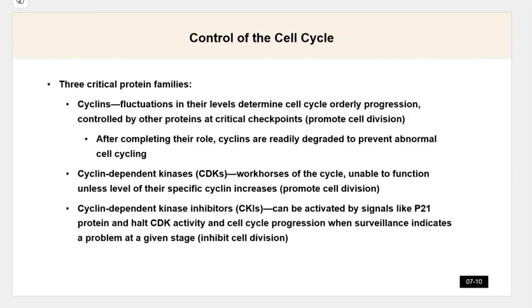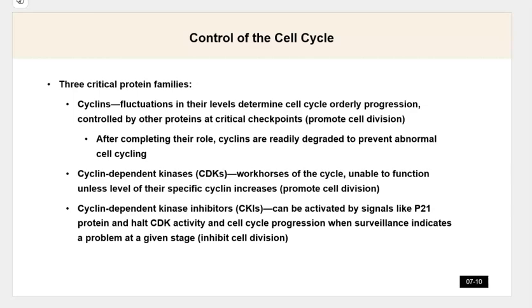So cyclins promote cell division. They're kind of a one and done. After they complete their role, the cyclins are thrown in the trash. They're broken apart, degraded, to prevent abnormal cell cycling. The CDKs are the workhorses of the cycle, and they are unable to function unless the level of their specific cyclin increases. And so the CDKs are what promote cell division as well.